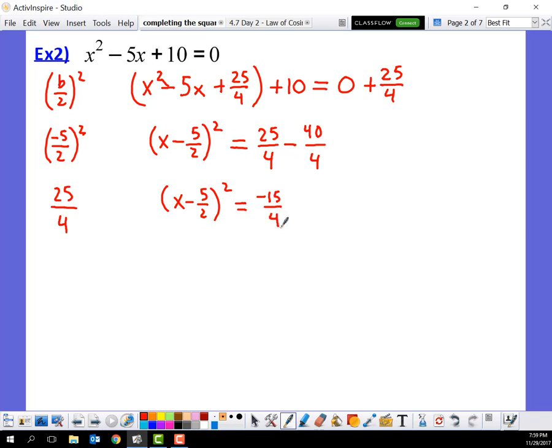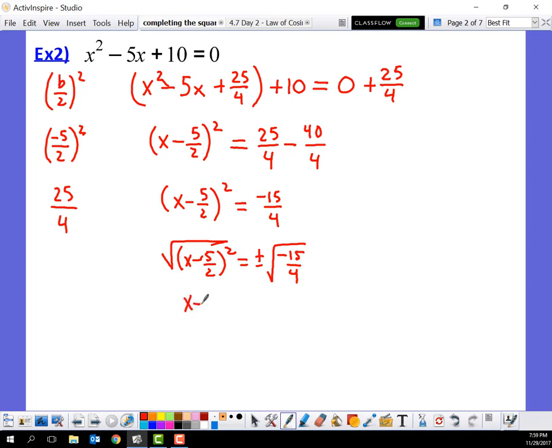Negative 15 fourths. So then, if I want to solve for x, I can take the square root of both sides. So the square root of (x minus 5 over 2) squared equals plus or minus the square root of negative 15 over 4.